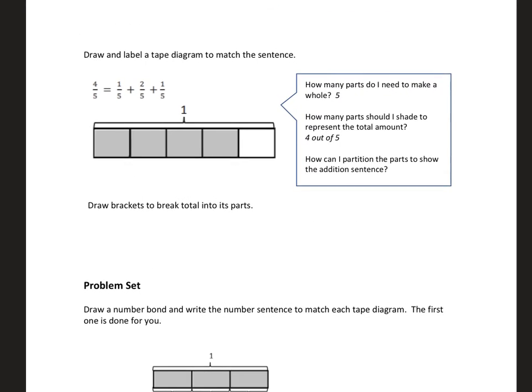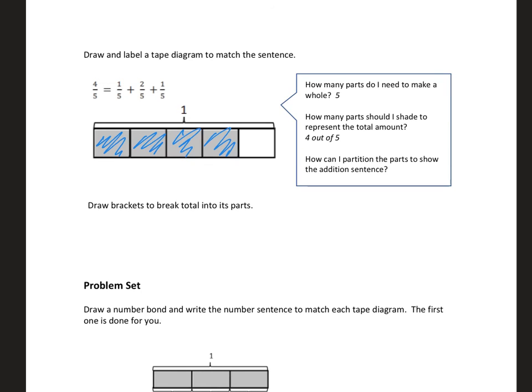All right, going on to that next page of the let's try section, it says draw and label a tape diagram to match the sentence. So it says 4/5 equals 1/5 plus 2/5 plus 1/5. Okay. So I can see that they took this tape diagram and they made it represent 4/5 by shading in 4 pieces out of 5, and they bracketed all 5 pieces into 1 whole.